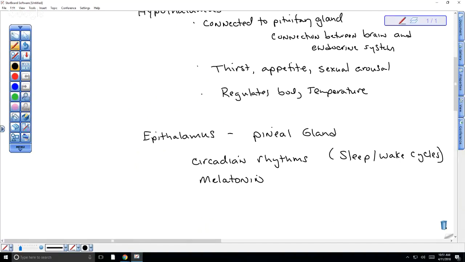Okay, so the epithalamus is really weird because it is embedded into the middle of our brain, yet it regulates day-night cycles. So let's see if I can find my image that I wanted here.